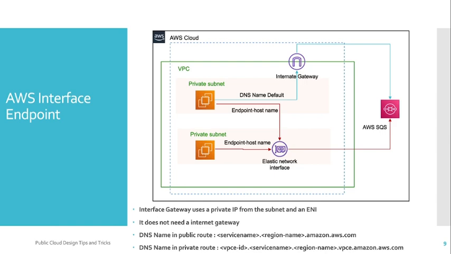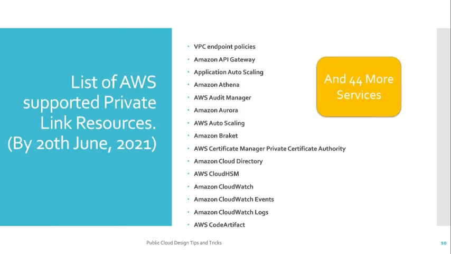With this, the interface endpoint works, and it doesn't need an internet gateway, so the traffic will always remain in the AWS backbone network. It will never go to the internet. So that is the power of AWS Interface Endpoint.